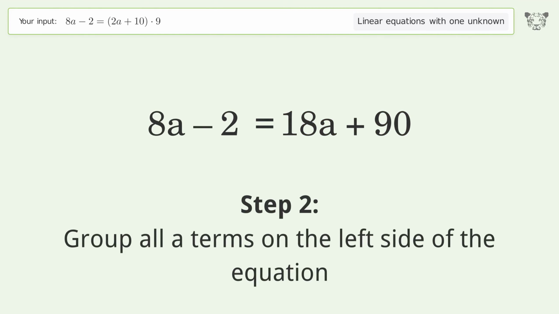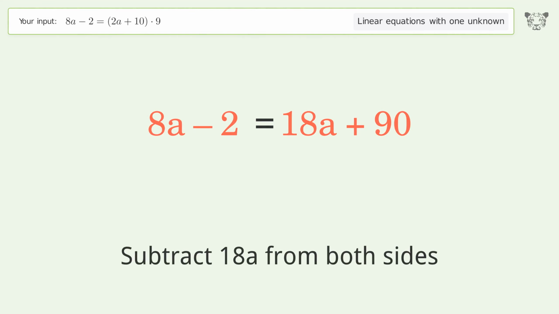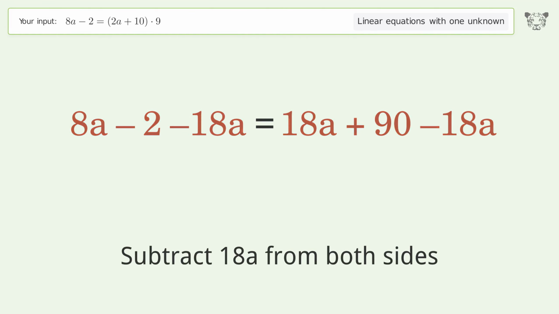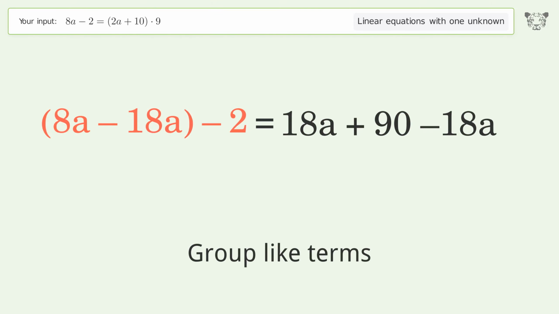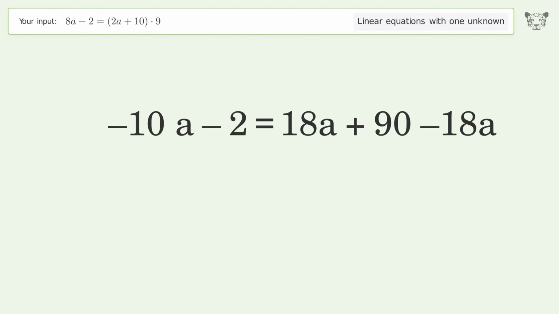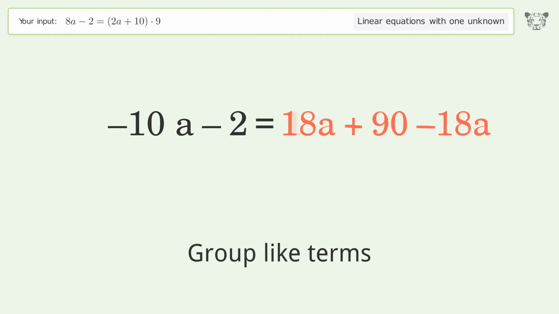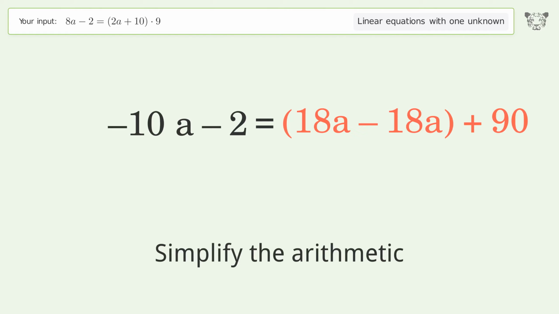Group all a terms on the left side of the equation. Subtract 18a from both sides. Group like terms. Simplify the arithmetic. Group like terms. Simplify the arithmetic.